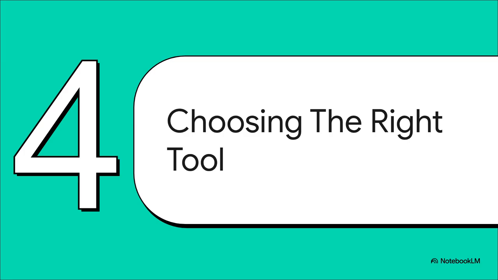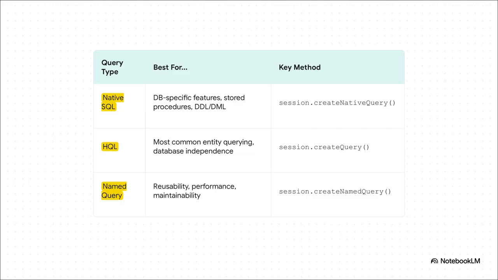Okay, so we've seen the power tool, the all-rounder, and the organizer. So how do you choose? Let's pull this all together into the ultimate cheat sheet so you know exactly which tool to grab from your toolbox, no matter the situation. And here it is, our entire toolbox at a glance. It's pretty straightforward, right? If you need database-specific features or you're calling a stored procedure, you grab native SQL. For most of your standard portable entity queries, HQL is your best friend. And for any query you find yourself using often, you should wrap it in a named query to get that boost in performance and maintainability.